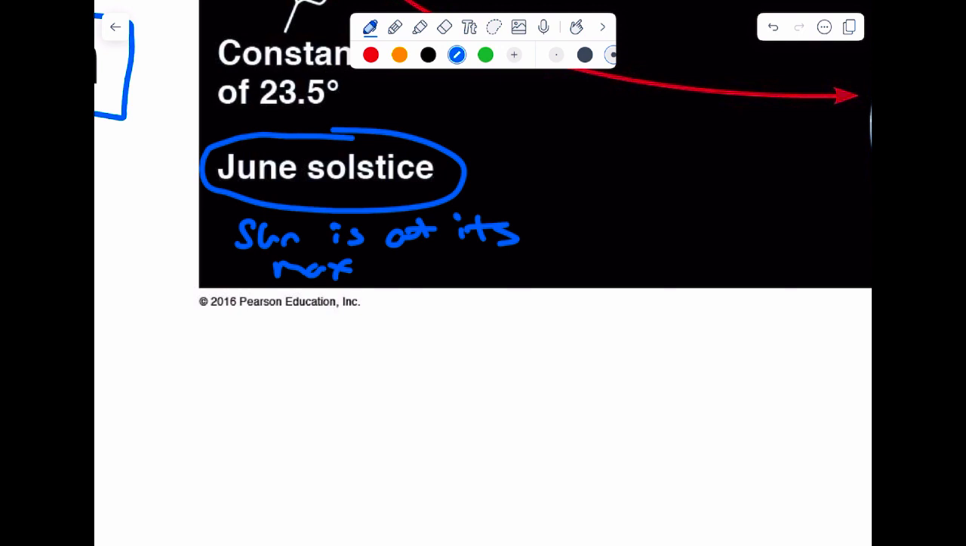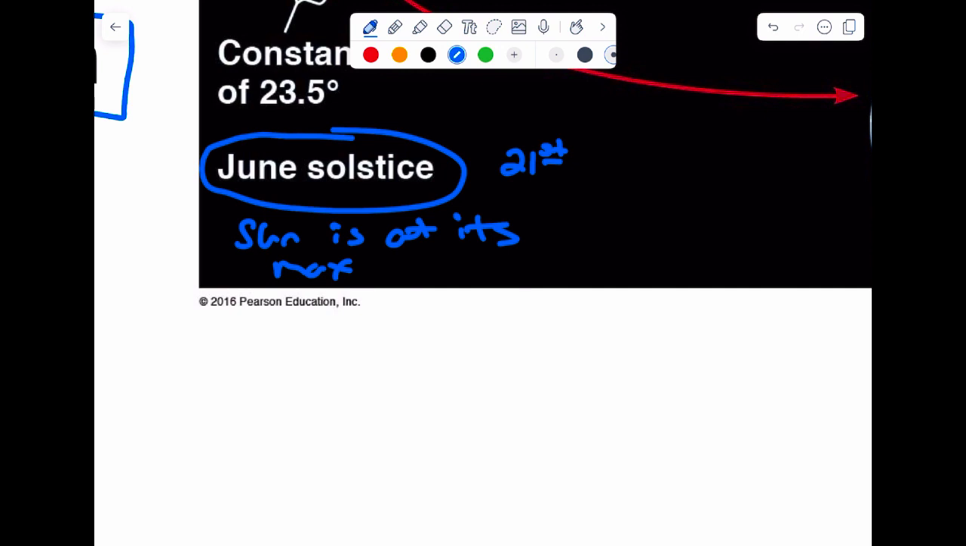About what day is that in June? Somewhere plus or minus a day, roughly, of the 21st. Every once in a while, it'll land on the 18th. Every once in a while, it'll land on the 23rd. But for the most part, it's somewhere around the 20th, 21st, 22nd of June.